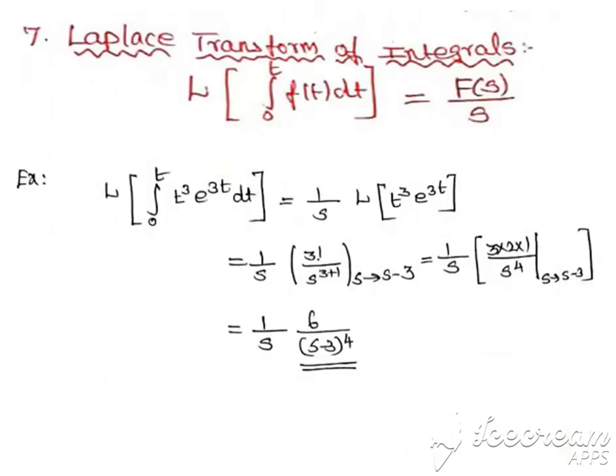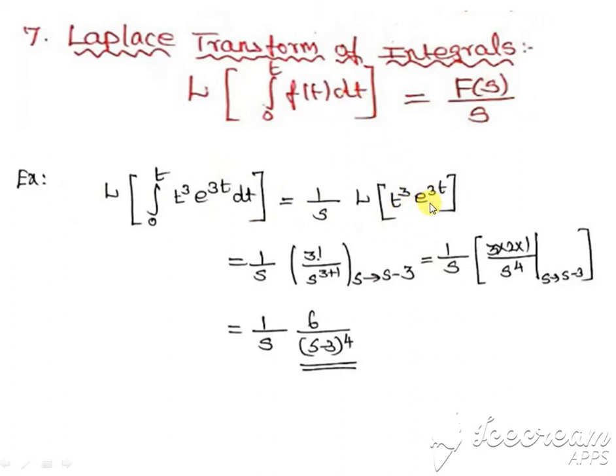Next, the seventh property, Laplace transform of integrals. Laplace transform of the integral from 0 to t of f of t dt is F of s by s. So this is the problem. Here, compare these two: f of t value is simply t cube into e power 3t. So for that, instead of the integral we put 1 by s, then instead of F of s, the Laplace transform of t cube e power 3t.